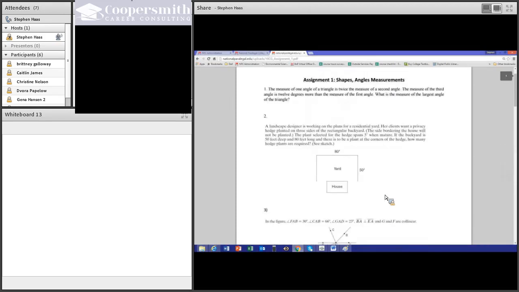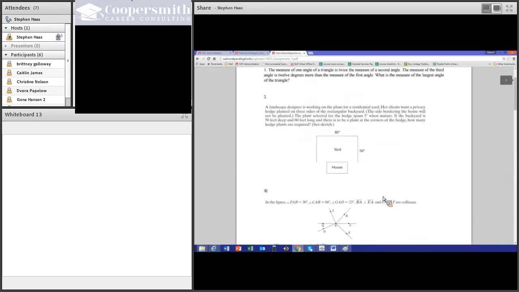Now, number 2 is one of those things that it's not very difficult once you figure out an approach. A landscaper is working on plans for a residential yard. Clients want a privacy hedge planted on 3 sides of the rectangular backyard. This would actually be a little harder if they didn't draw it for you. Then you'd have to draw it yourself. The plant selected for the hedge spans 5 feet when mature. If the backyard is 50 deep and 80 long, there is to be a plant at the corner of the hedge. How many hedge plants are required?